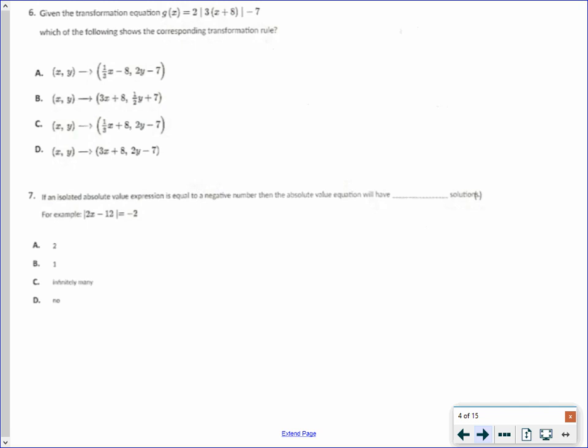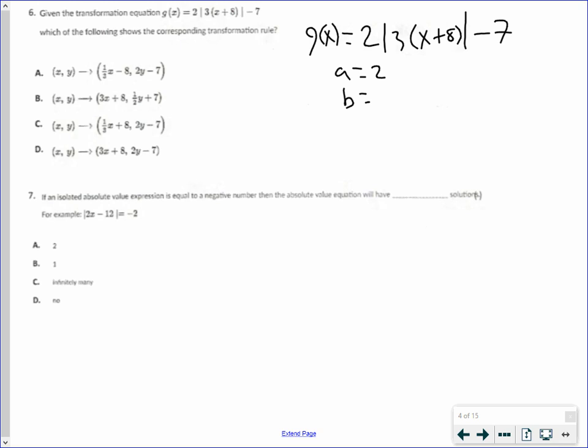All right, number 6, given the transformation equation, g of x equals 2 times the absolute value of 3 times x plus 8 minus 7, which of the following shows a corresponding transformation rule? So let's go ahead and do the same thing again. Our g of x is 2 times the absolute value of 3x plus 8 minus 7. So our a is 2, our b, remember that 3 is 1 over b, so our b is actually 1/3. Our h is -8, and our k is -7.